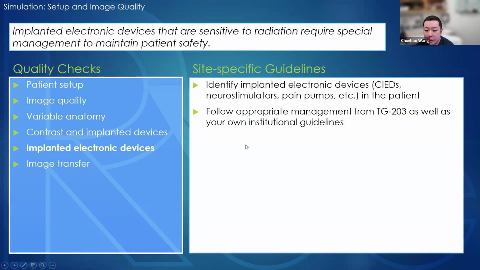All right. Again, we have to check the image quality regarding implanted electronic devices. If any devices are identified, we have to follow the appropriate management from AAPM TG 203 as well as your own institutional guidelines.